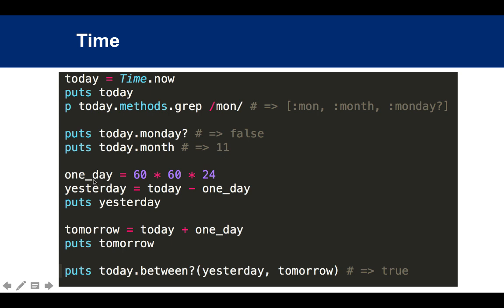You also could do, let's say, one day, which is 60 seconds, 60 minutes, and 24 hours, and you could subtract that one day from today, and you'll get yesterday. And then tomorrow is just today plus one day, which will give you tomorrow. And then you could query, is today between yesterday and tomorrow, and that's true.